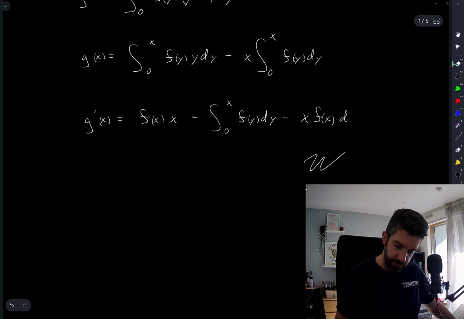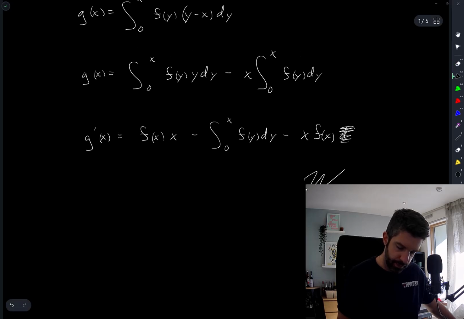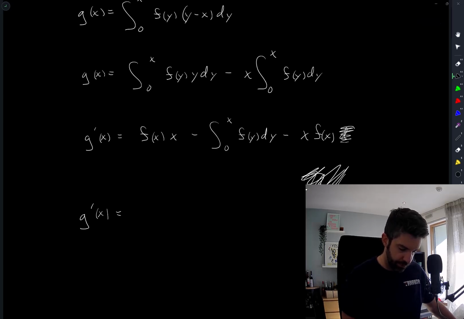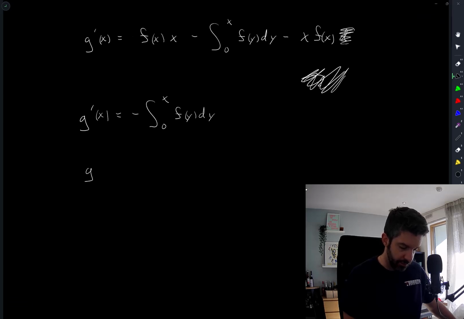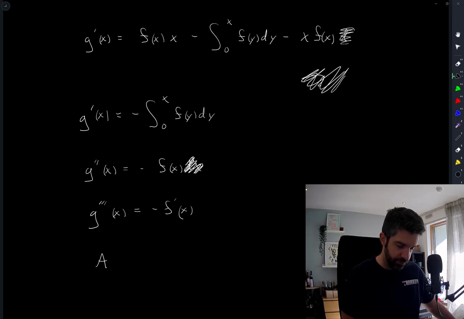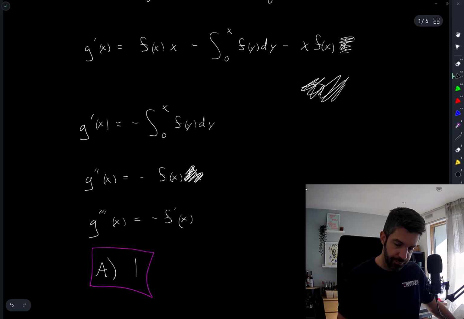I can't erase things for some reason. Okay, ignore that. So g prime of x is equal to negative integral from 0 to x of f of y dy. So g double prime of x is equal to negative f of x, and g triple prime of x is equal to negative f prime of x. So the answer is in fact 1 because of this cancellation.